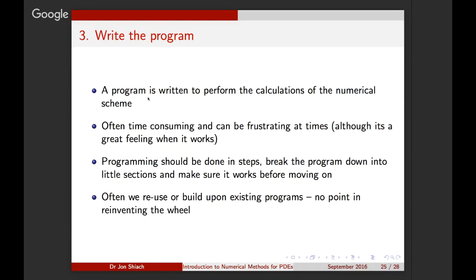Now's the fun bit. You write the program. The reason we write programs is because we're lazy. I don't know about you, but I don't want to spend all my time with a calculator, typing in numbers and calculating results. Computer programs save us a lot of work. So we write a computer program to perform the calculations for us. This can be time consuming, and it can be frustrating, I realise that.